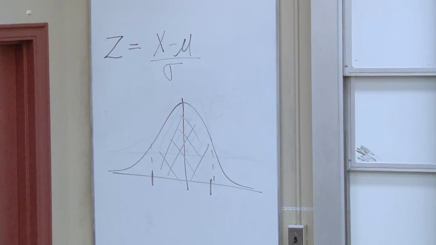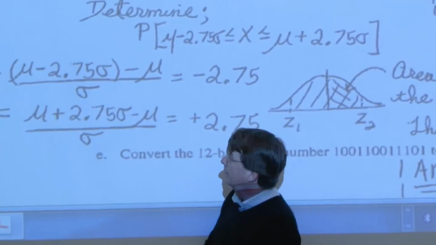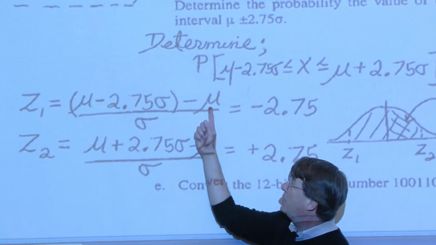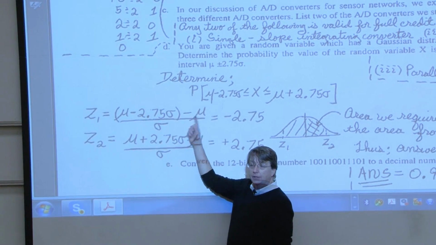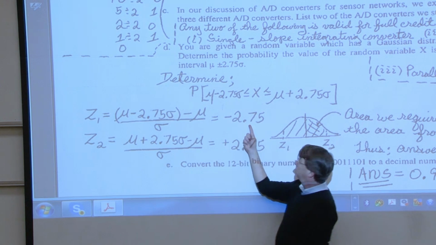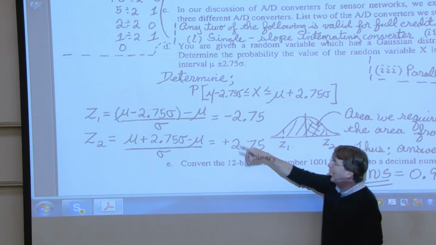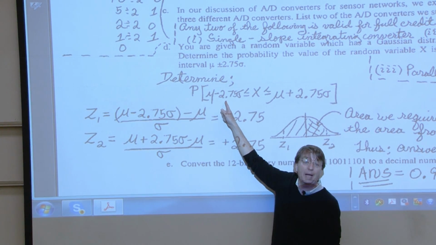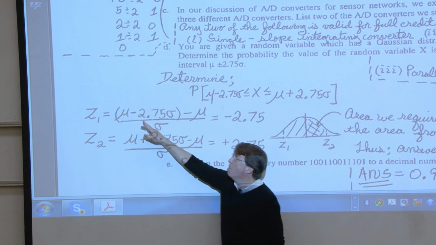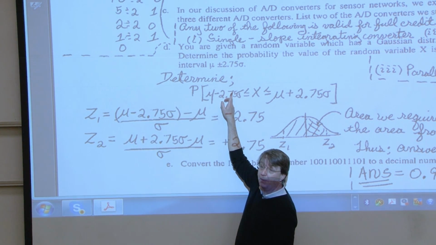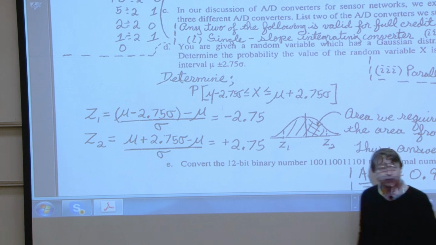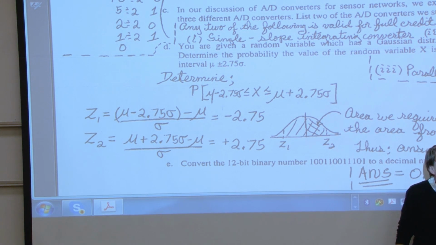So what I do is I take the value of x. Now, what's the value of x? It is the upper bound, mu plus 2.75 sigma. I then subtract mu divided by sigma. Oh, excuse me. I'm pointing to the upper one. I did the lower one. I beg your pardon. Okay, it's mu minus. I should have been pointing to the lower one. I get minus 2.75. I now do the same for the upper value of x.